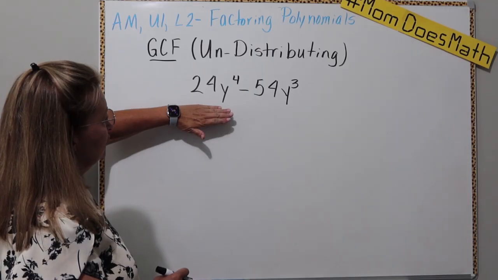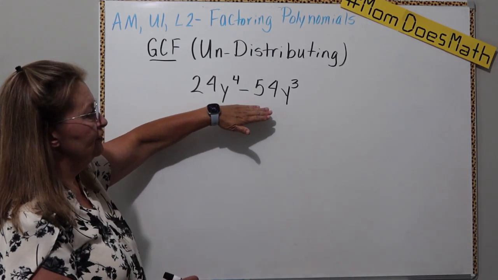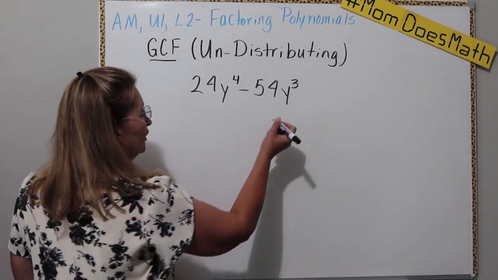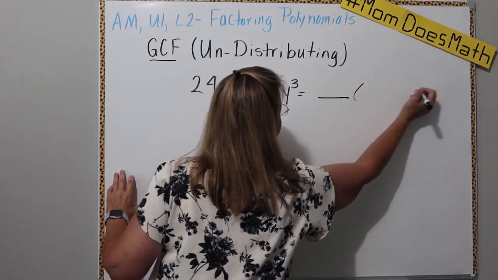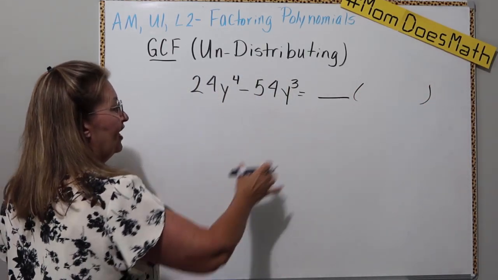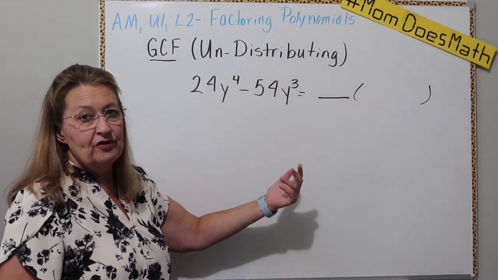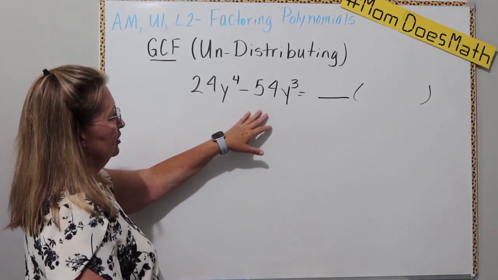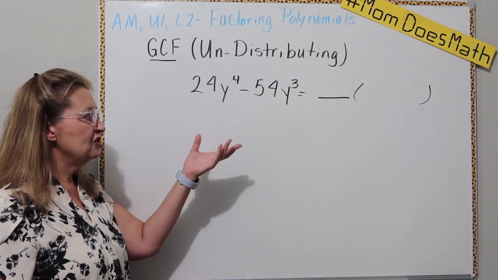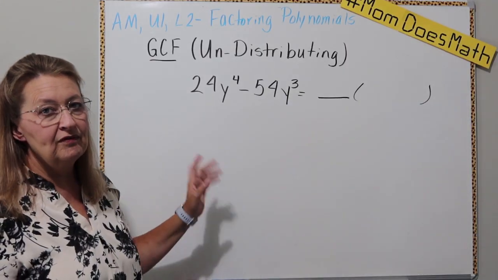We have the numbers 24y to the 4th minus 54y to the 3rd. Now when you factor out a greatest common factor, it's going to take the format of your greatest common factor times whatever you get when you pull that out. So first let's look at our two terms here. We need the number, what's the largest number that'll go into both of these?